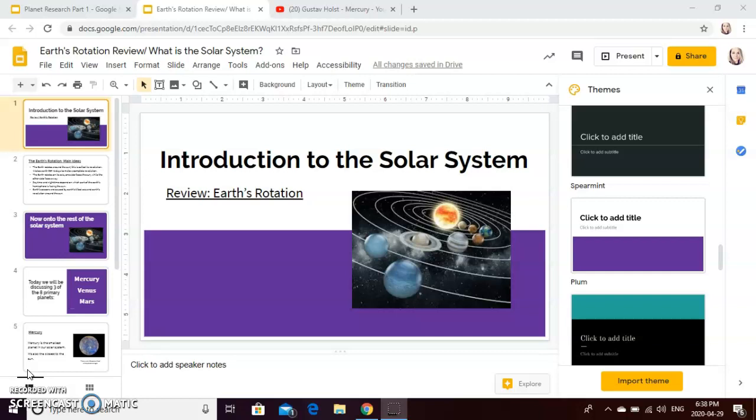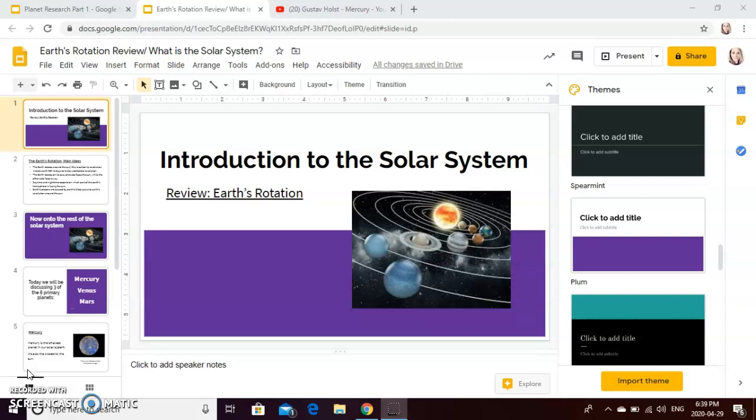The first thing we're going to do is review what we would have learned in the last two lessons about the Earth's revolution and rotation and how that helps us to measure time, seasons, and understand the difference between daytime and nighttime.